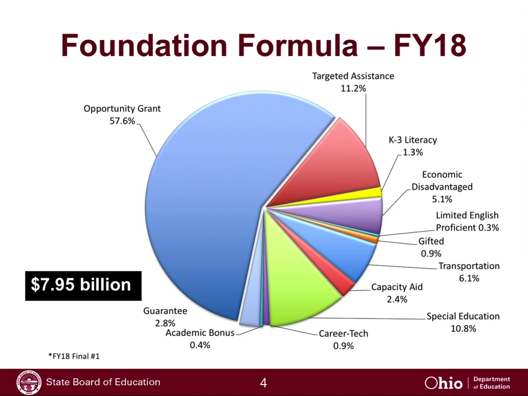Followed closely by targeted assistance, which is that red pie slice in the upper right, and then the special education, which is almost 11%, which is the green pie wedge in the lower middle there. And then all the other different pieces, you can see transportation is pretty large, as well as the funding for economically disadvantaged students. We won't go through each one of these, but it gives you a sense of that distribution.